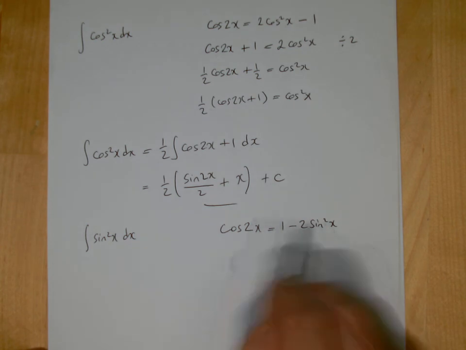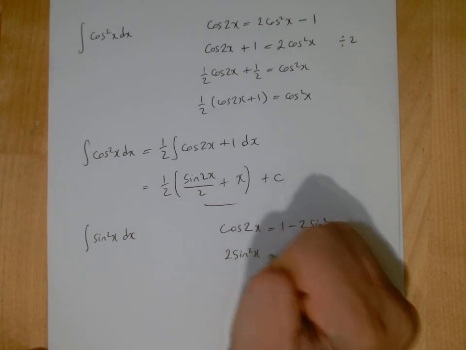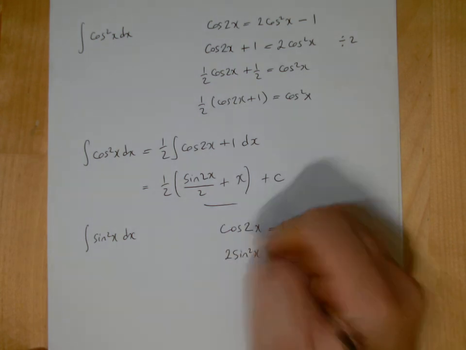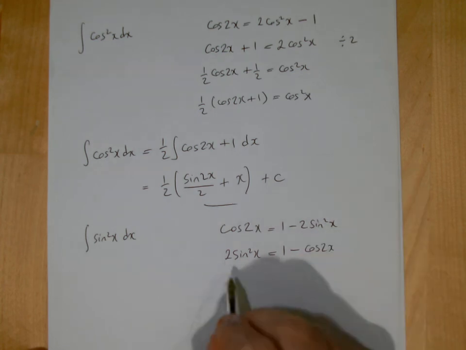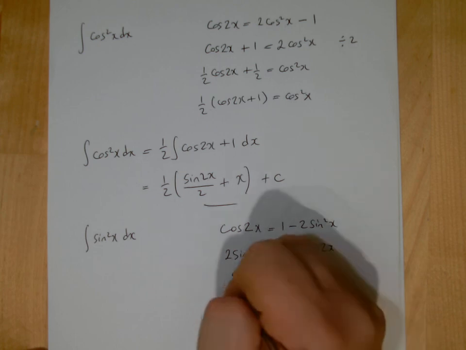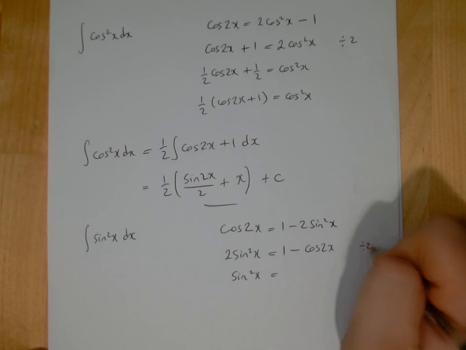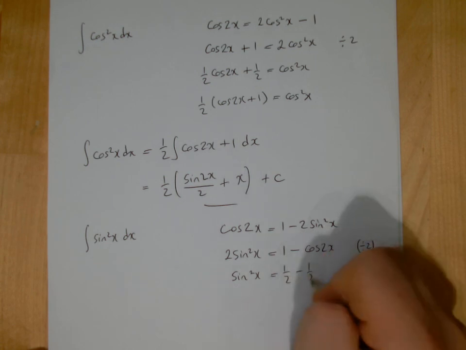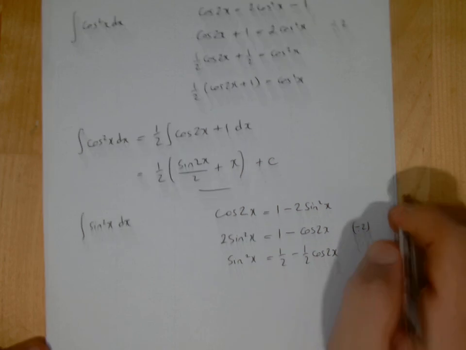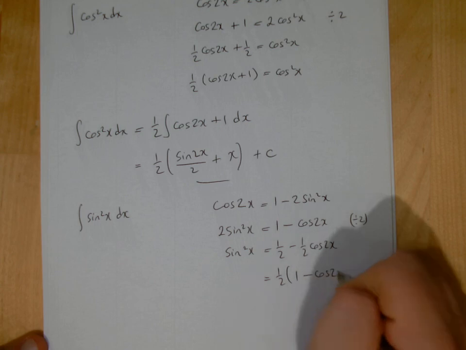From there you can rearrange this: that minus 2 sine squared x, take it over, it becomes plus 1, then take that cos 2x over. So we're just rearranging these, just swapping them, that's all I'm doing. Take the 2 over, I'll divide by 2, and what do we get? Well, we get a half minus a half cos 2x, or in other words, half bracket 1 minus cos 2x.